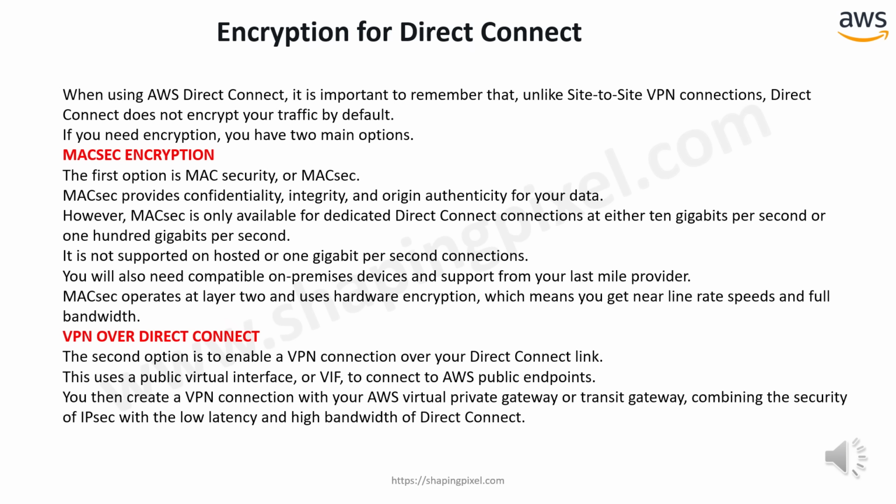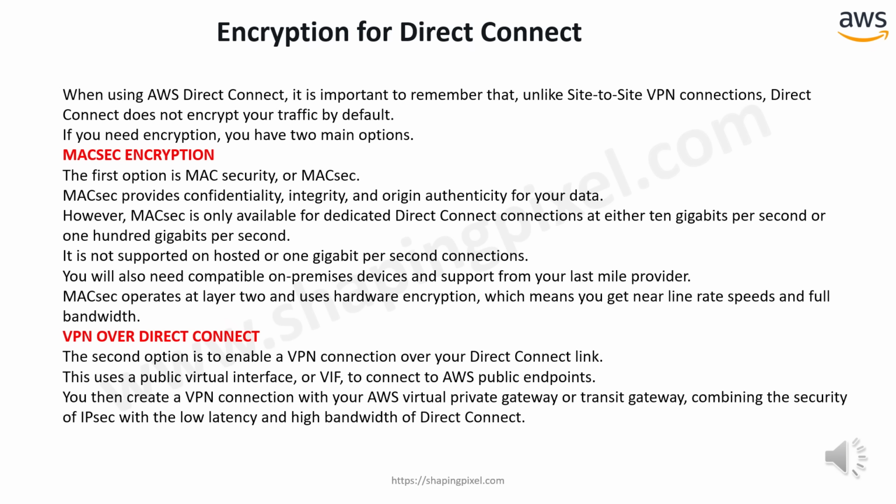However, MACsec is only available for dedicated Direct Connect connections at either 10 gigabits per second or 100 gigabits per second. It is not supported on hosted or 1 gigabit per second connections. You will also need compatible on-premises devices and support from your last mile provider. MACsec operates at Layer 2 and uses hardware encryption, which means you get near-line rate speeds and full bandwidth.